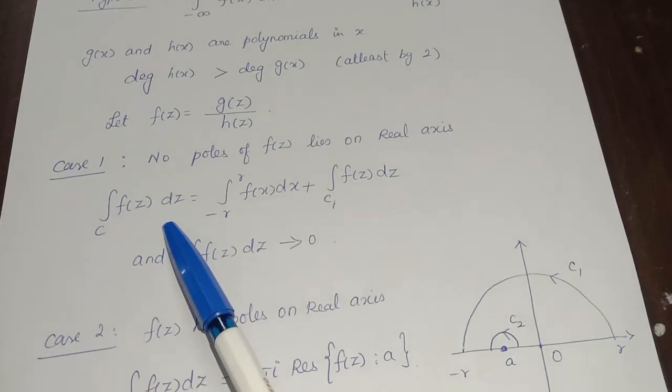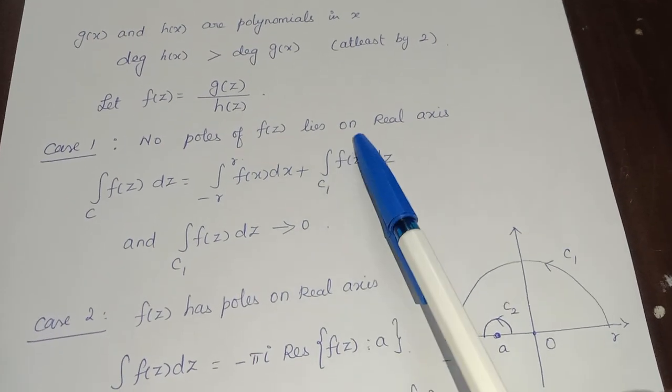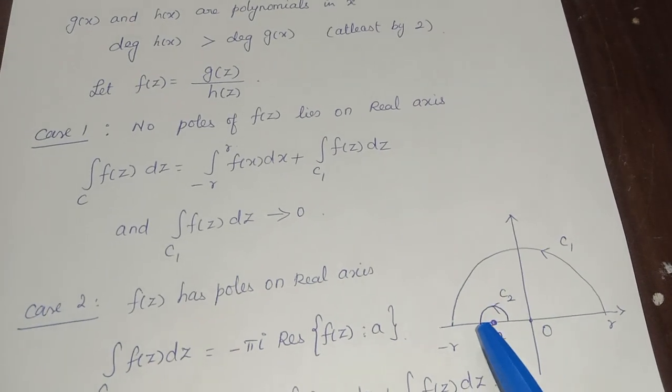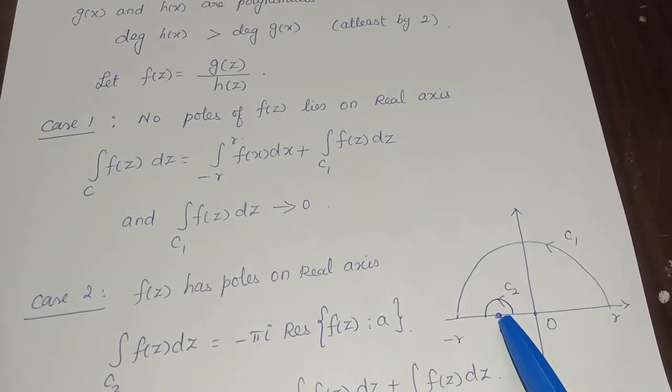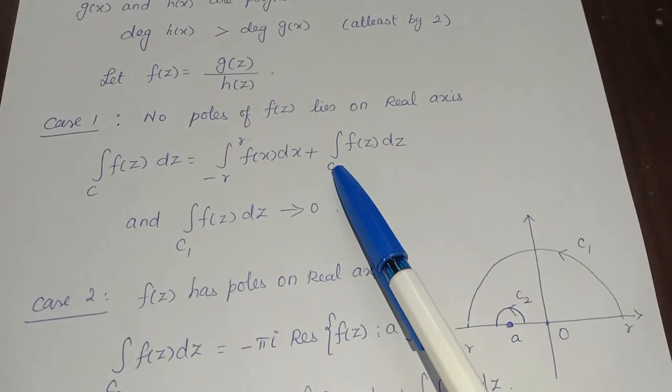This is the case when the poles of f of z do not lie on the real axis. That is the second case. When there is no pole on the real axis, this is the procedure.